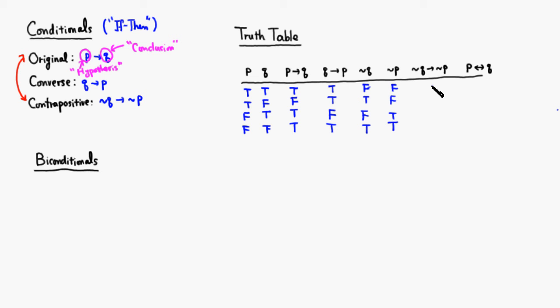So let's look at the implication. False implies false, so that's a true implication. True implies false is a false implication. False implies true is a true implication. True implies true is a true implication. So by comparing the original implication, the conditional, and its contrapositive, you can see they have exactly the same truth values for each case. So these are logically equivalent.